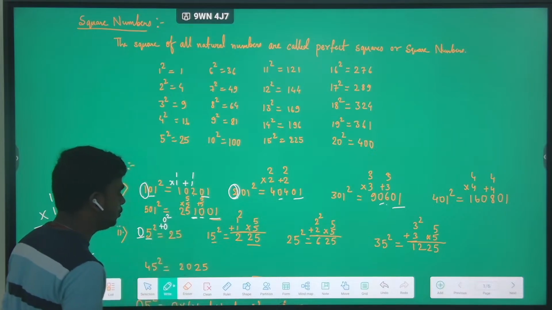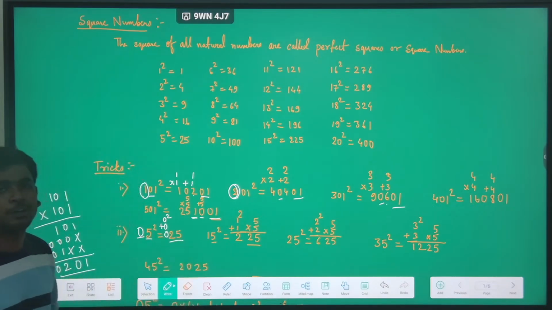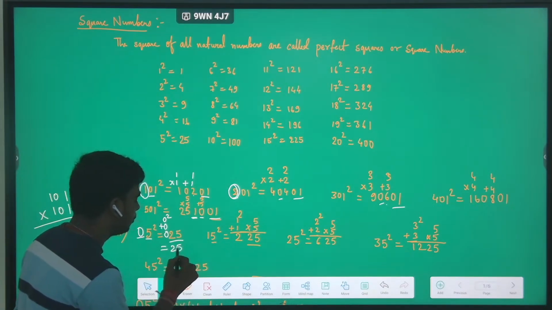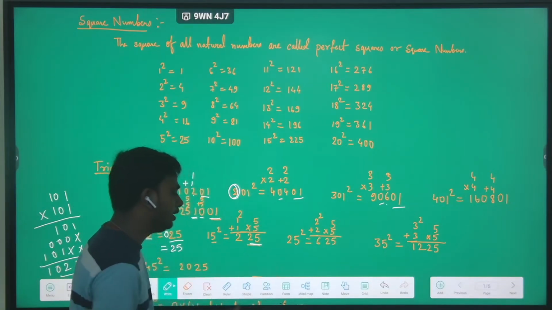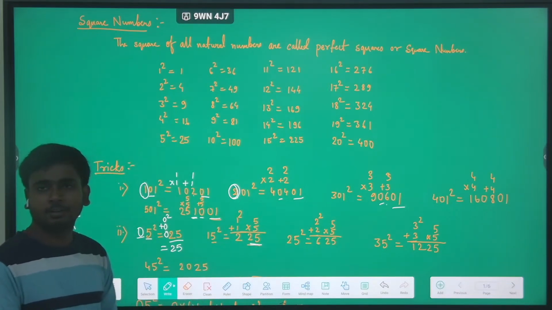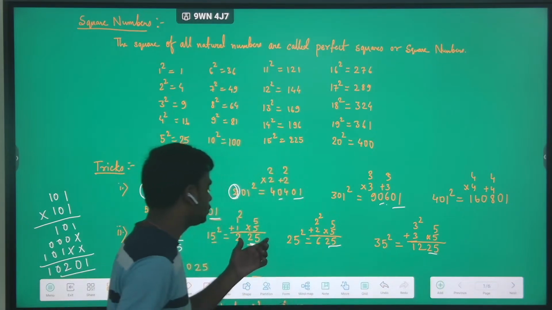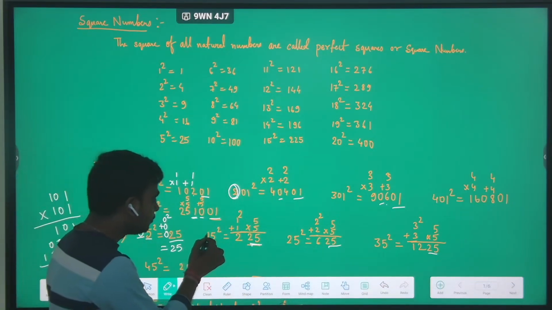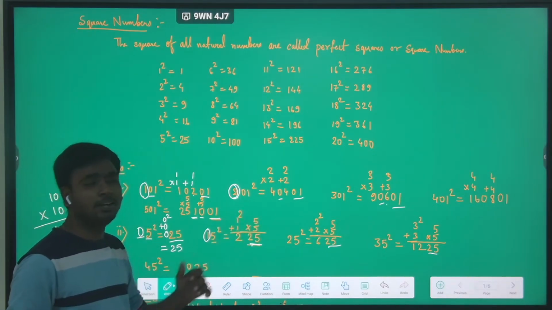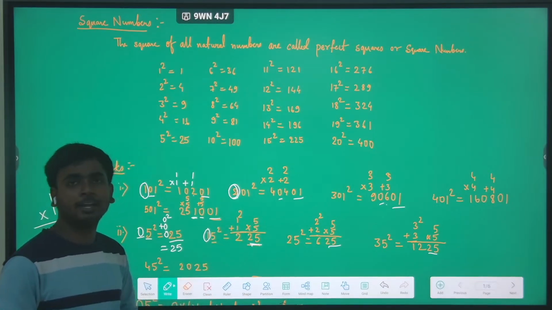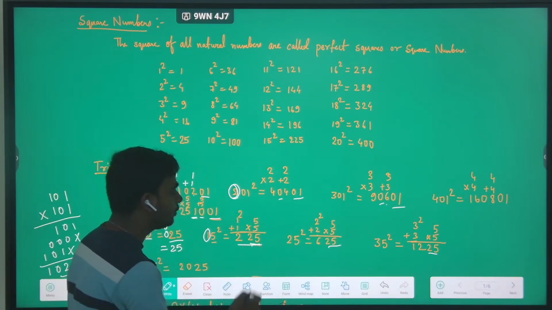So 0 square is 0, 0 plus 0 is 0. So we will get 0 to 5, that means 25. Okay. Similarly, for 15 square, this 5 square is 25. It will remain the same. We will get 25 in all these, so this 25 will remain constant. This 1, what will we do? 1 square plus 1. We will square this 1, after that, we will add 1 to it. So 1 square plus 1 is 2. So it will be 225.